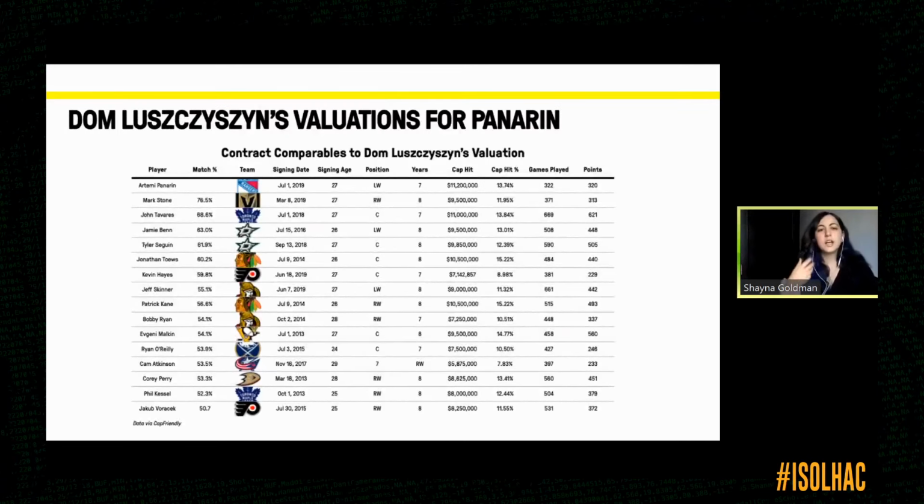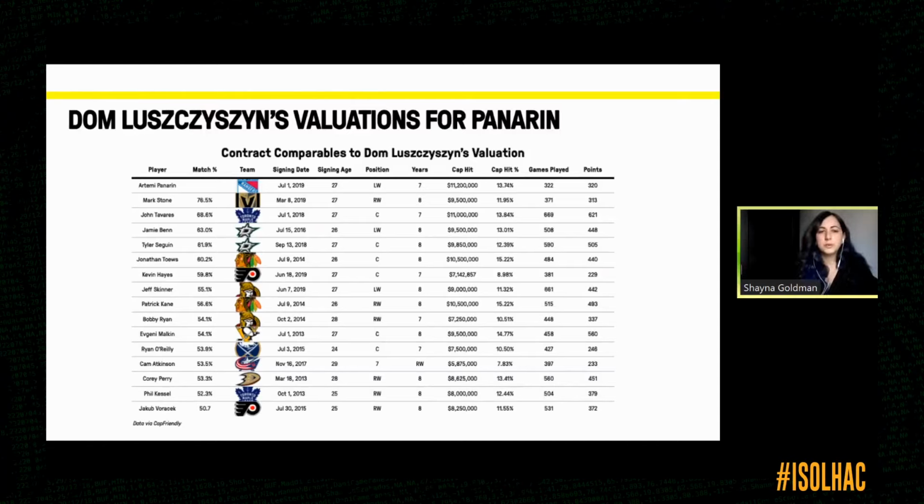So using Dom's evaluation, you can put that into Cap Friendly, and this helps if you don't have a projection from Evolving Hockey yet. And you can put this in just to see similar players. Normally, I would parse out the positions to try to stick with all wingers and all centers because they are usually judged and assessed differently. But with this, there are fewer players in that top tier. So this is just top tier players put together.